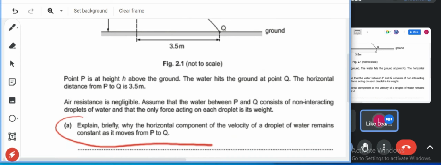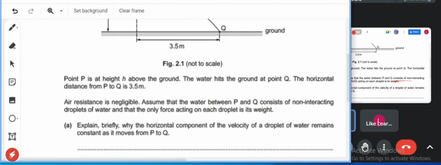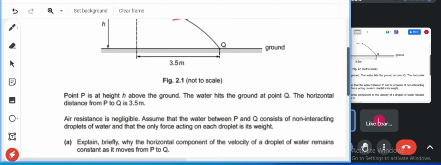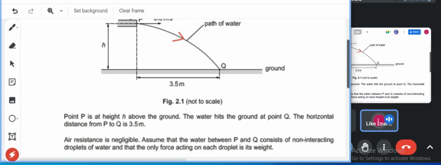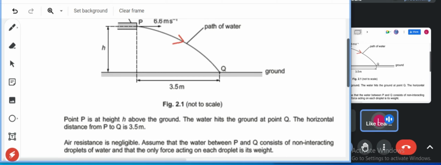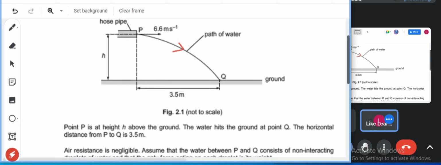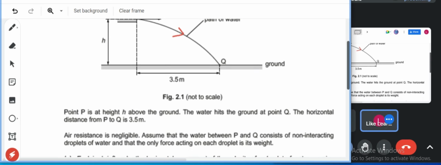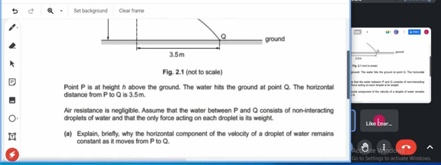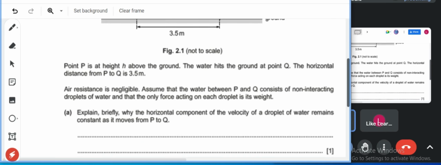Just read the first question. Explain briefly why the horizontal component of the velocity of the droplet of water remains constant as it moves from P to Q. Why does the horizontal component remain constant? I told you these are part questions that they will ask you. Isn't it because horizontal force of the vertical component? Say that again.